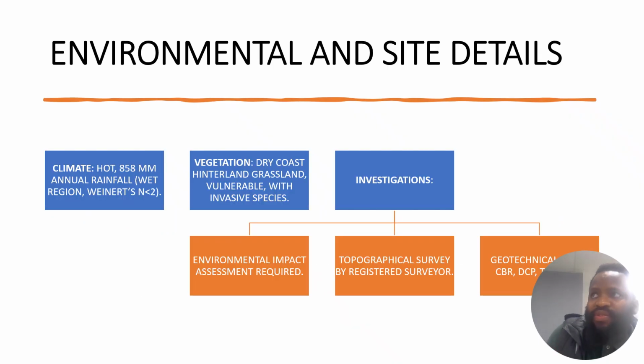And then the environmental and site details. The climate is hot with a precipitation of 858 mm annually, with a Weinert N number of less than 2. The vegetation is dry coast hinterland grassland, vulnerable with invasive species. And then the investigations that will be required. The first one will be the environmental impact assessment. The second is the topographical survey by a registered surveyor, as well as the geotechnical investigation by a registered geotechnical specialist.